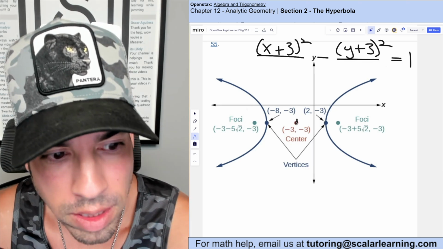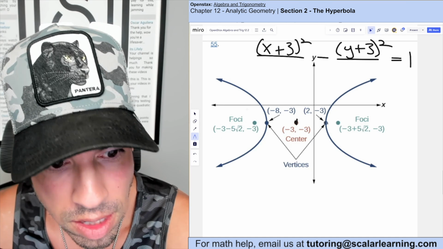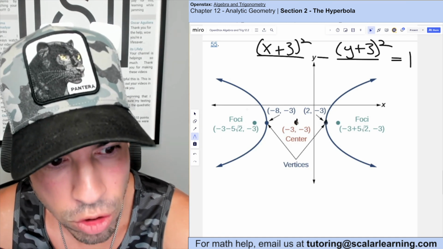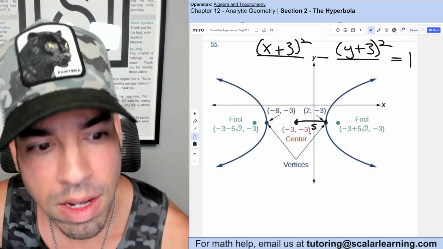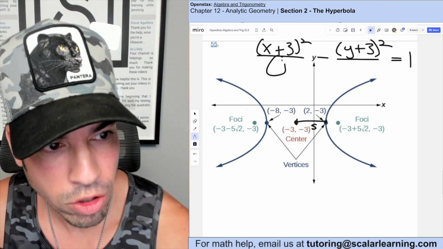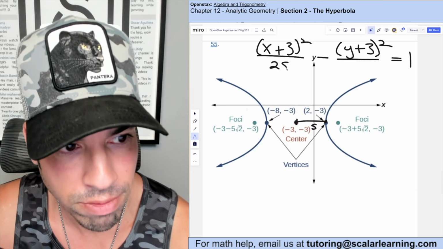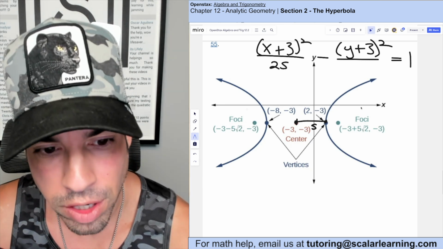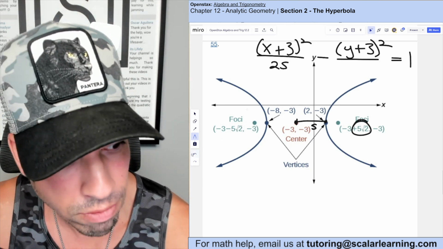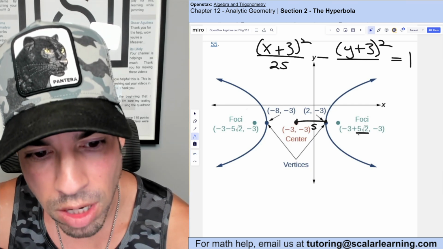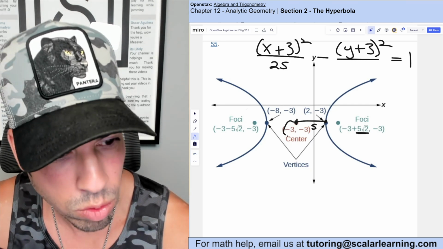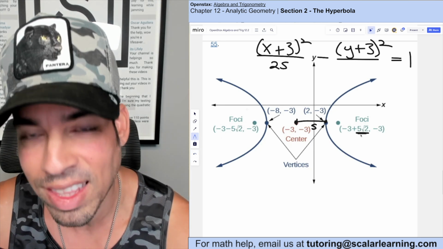And so now I can see that the distance from the center to the foci, from negative 3 to 2, is 5. And that is going to tell me what goes under here. That value, that distance horizontally squared, which is 25. And now we need to know what goes under here. And to do that, we can use the foci. So because the foci, we're adding 5 root 2 to that negative 3 center, I know that that's my c value.